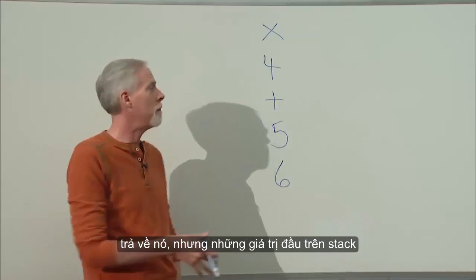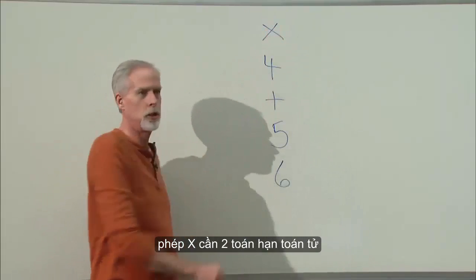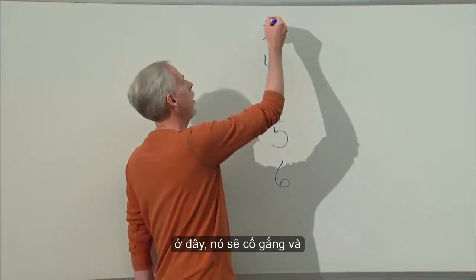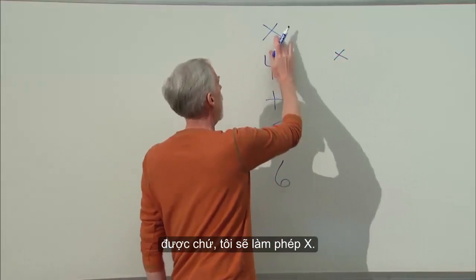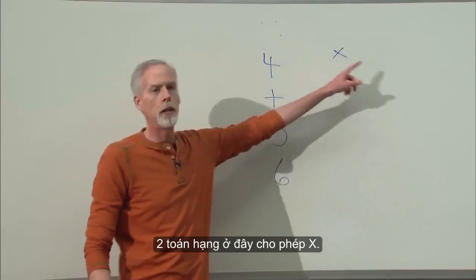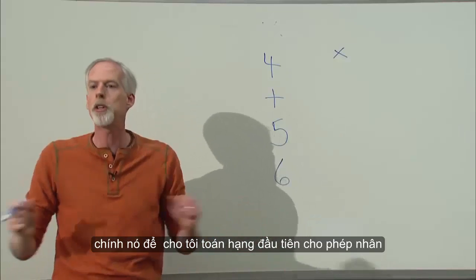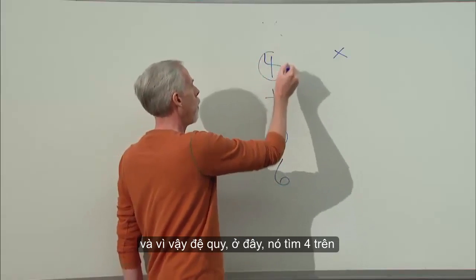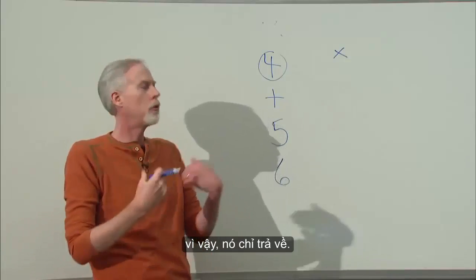But the top thing on the stack might involve looking at every single one of these, right? Because this times needs its two operands. So let's look at this. This recursive evaluate is going to come in here. It's going to try and evaluate the top of this stack, which is a times. So it's like, okay, I'm doing times. Now, for times, it needs two operands. So it recursively calls itself to say, give me the first operand for times. And so it recursively comes in here. It finds a 4 on the top. It's like, I know how to evaluate 4. It's 4. So it just returns.